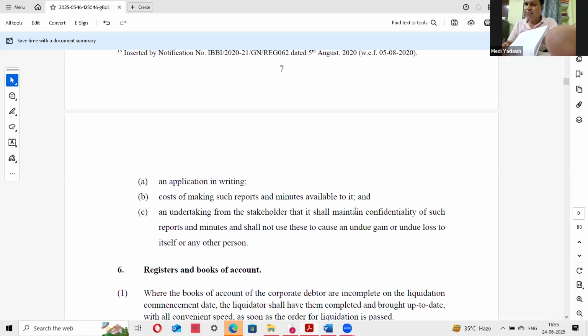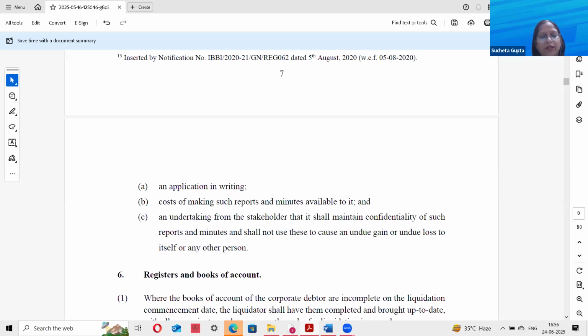Please check, sir. The cost of making such report and minutes available to it, and an undertaking from the stakeholders that it shall maintain confidentiality of such reports and minutes and shall not use those to cause an undue gain or undue losses to itself or any other person. So is there any change required in this regulation?